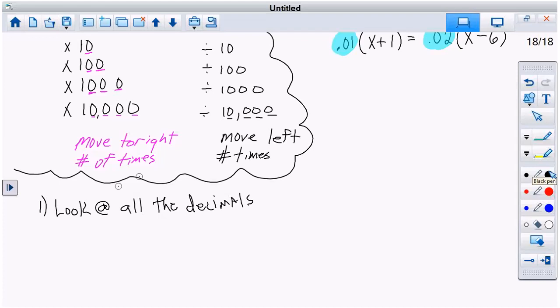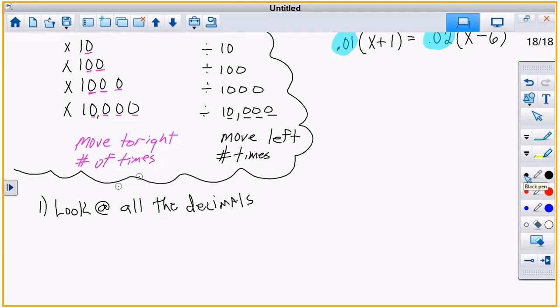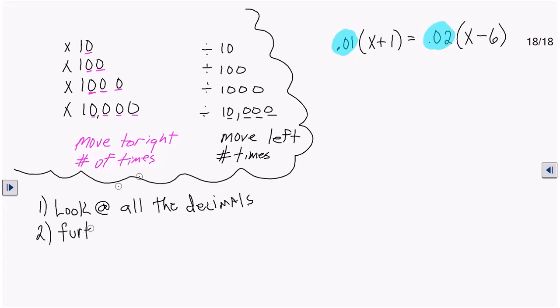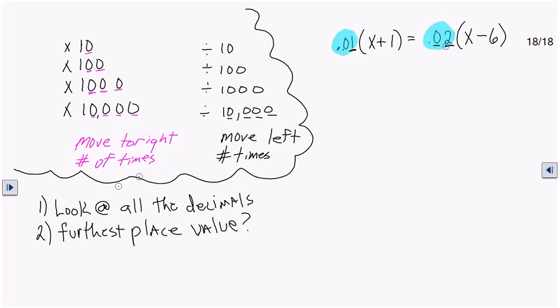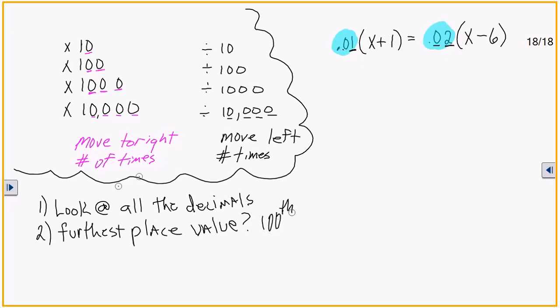Number two, what is the furthest place value? I know that's not grammatically correct, but the furthest place value in this problem is the hundredth. If I had a tenth here and a hundredth here, then it would still be the hundredth, the furthest place value. Remember, the furthest place value. We're going to do an example in a minute with two different ones. I'm just going through a basic one right now.